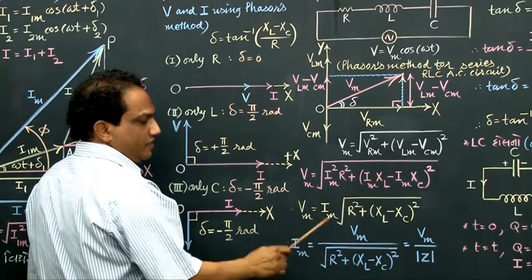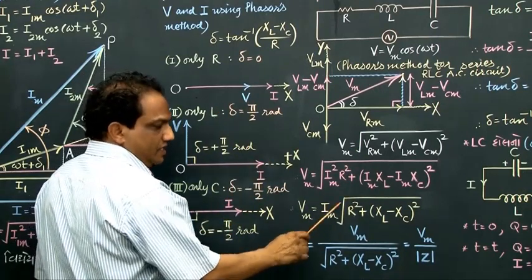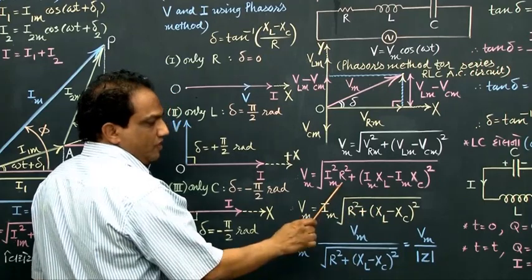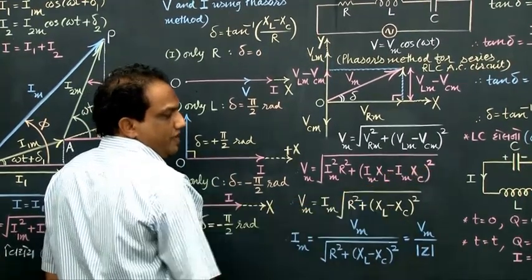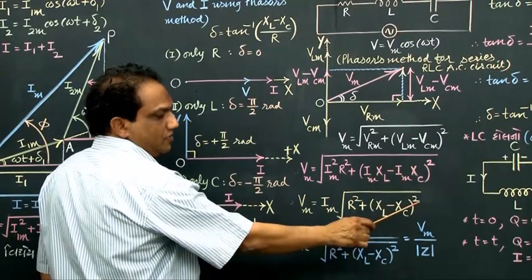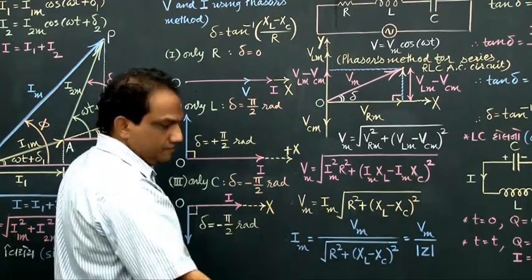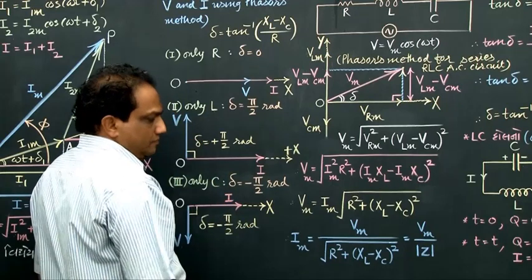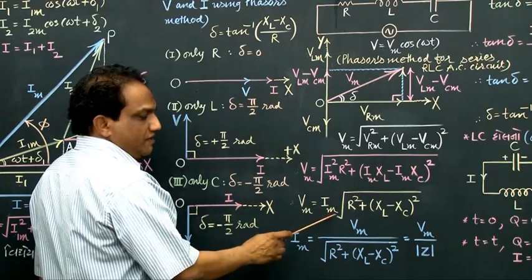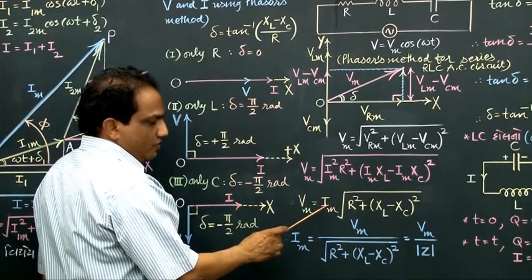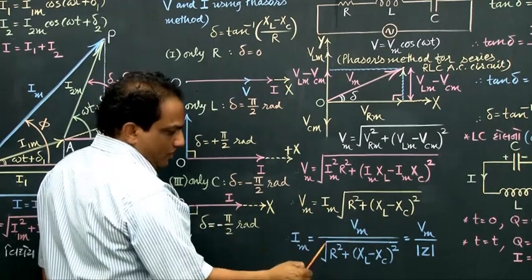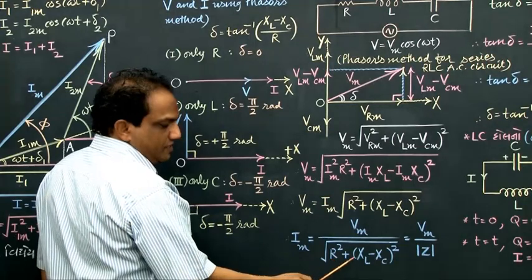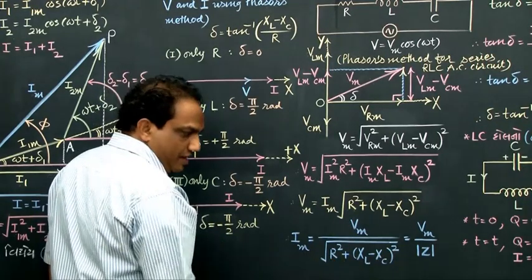What is square root of Im square? It is only Im. Inside the bracket, it will be under root of R square plus (XL minus XC) whole square. Got it? You just find out Im from here. If you find out Im, it will be Vm upon this: Vm upon under root of R square plus (XL minus XC) whole square.